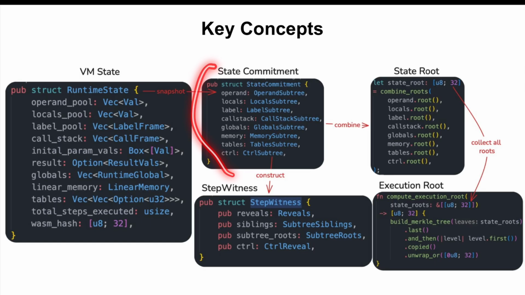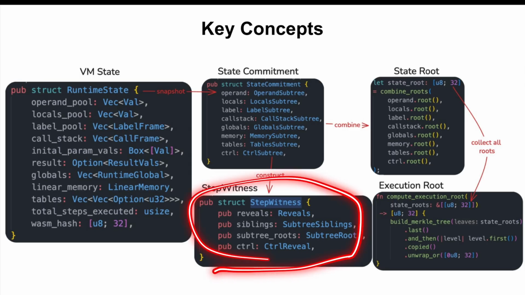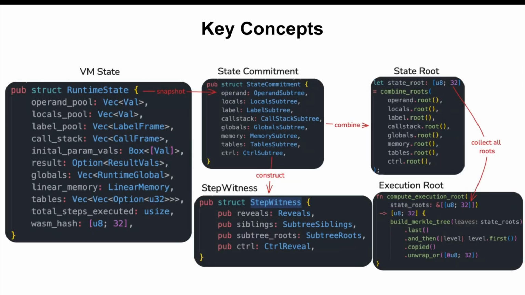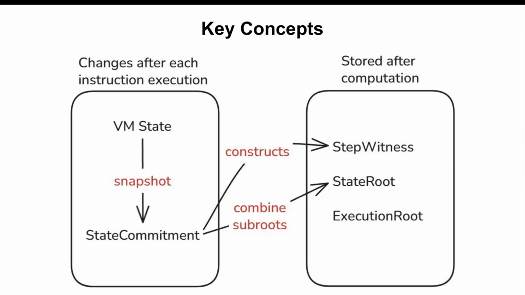We have state commitment. These are the 8 subtrees I was talking about. Yes, these are the 8 subtrees, and they all have their own roots. The state root is the combination of these roots, aka a digest. And we have the StepWitness and the execution. The execution root is just a collection of all these roots.